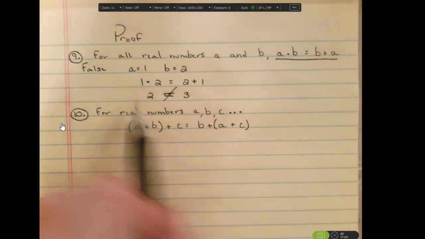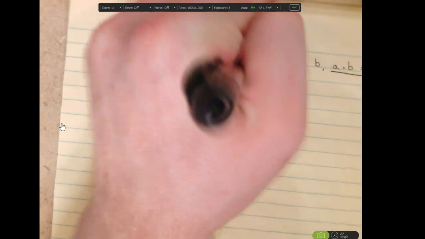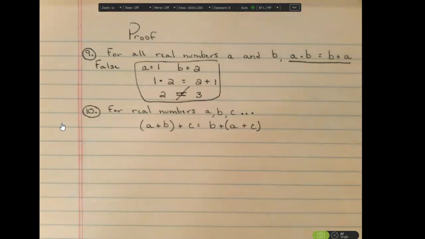And I have provided a counterexample. I have proved it false by plugging in something for a, plugging in something for b, and finding that this is false. So there you have it. That's how you would answer these questions if they were to be false.